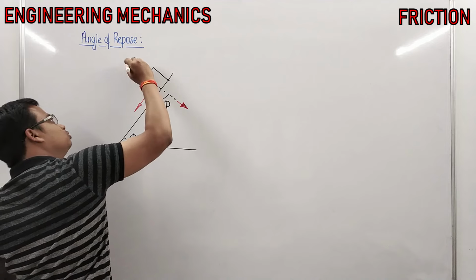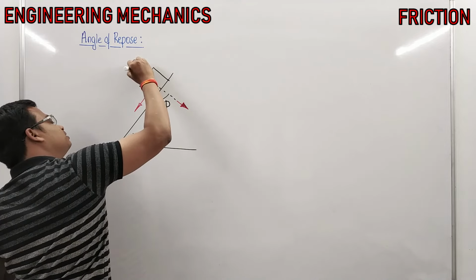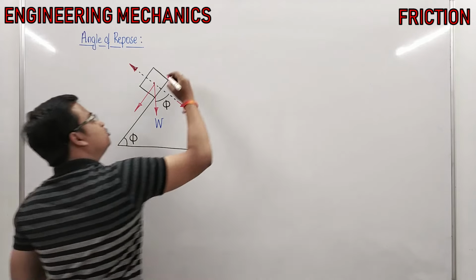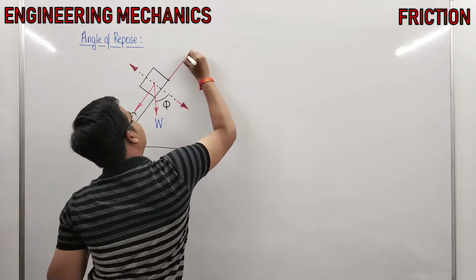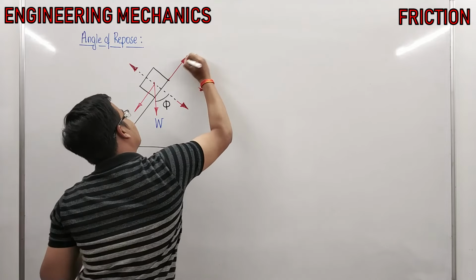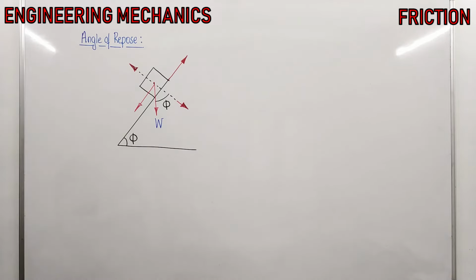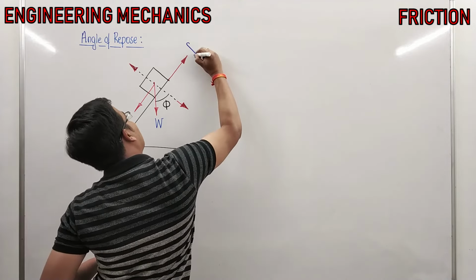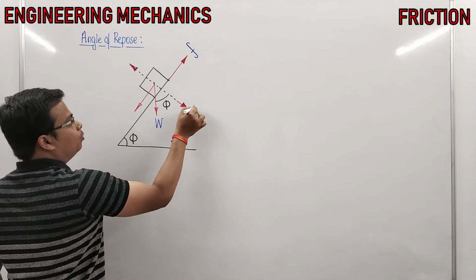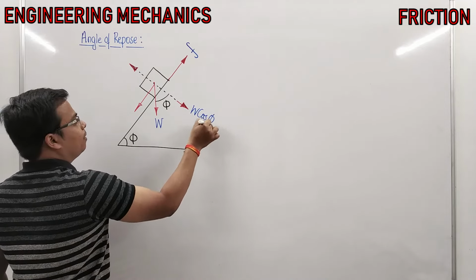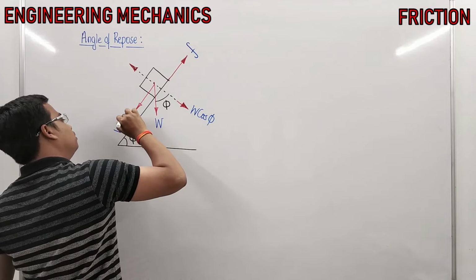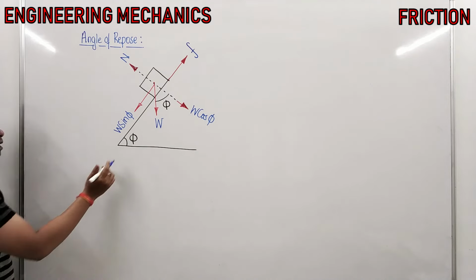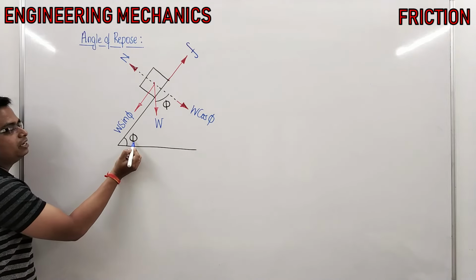There is going to be a normal force also, normal to the surface, N. And obviously, since the motion is about to impend in this direction, there is going to be some force of friction at the interface in this direction. That is the force of friction. I'm going to be simply writing it as small f. And this is nothing but W cos phi, this is nothing but W sin phi, and this is your normal force.